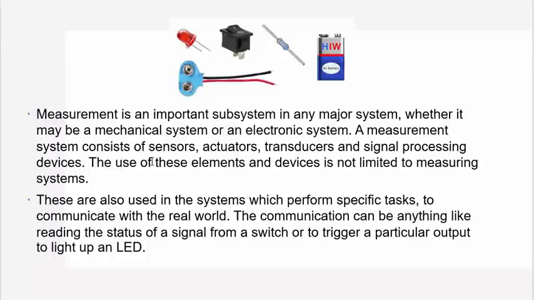Now, measurement is an important subsystem in any major system. We discussed this in our last module, whether it may be a mechanical system or an electronic system. A measurement system consists of sensors, actuators, transducers, and signal processing devices. The use of these elements and devices is not limited to measuring systems. These are also used in systems which perform specific tasks to communicate with the real world. The communication can be anything like reading the status of a signal from a switch or triggering a particular output to light up an LED.